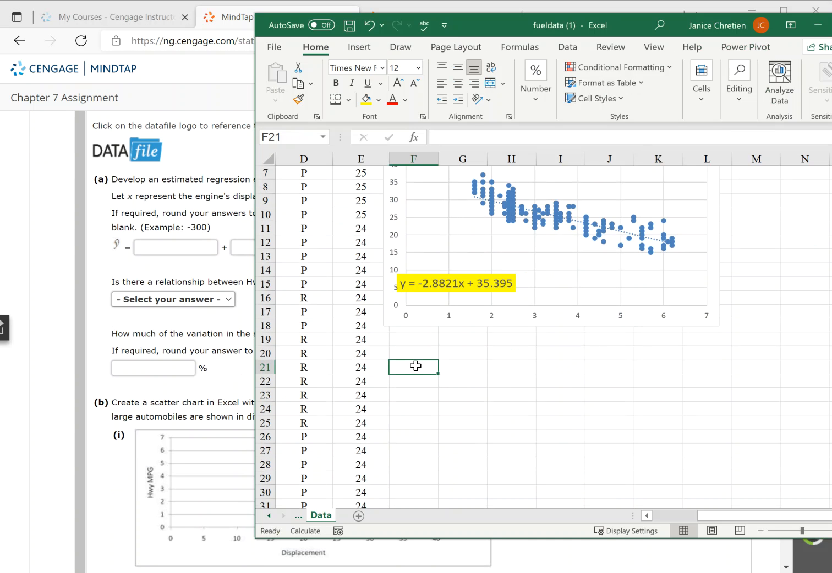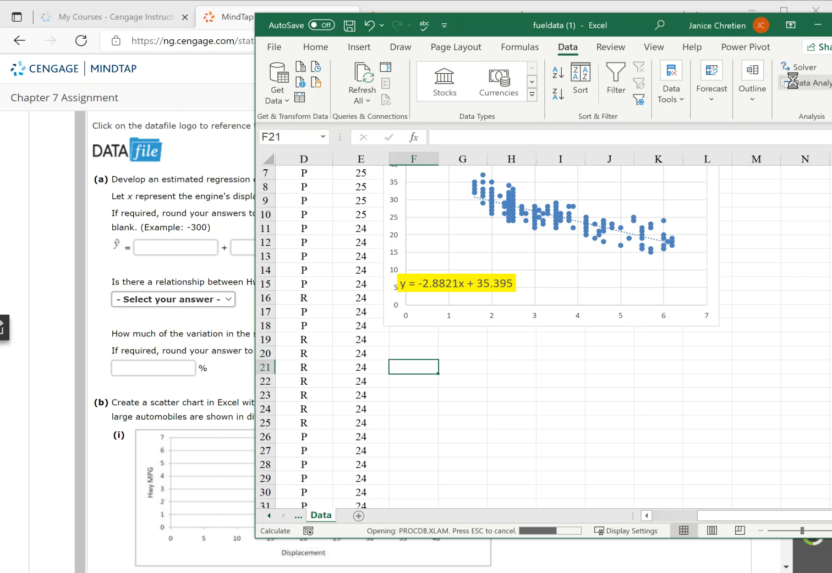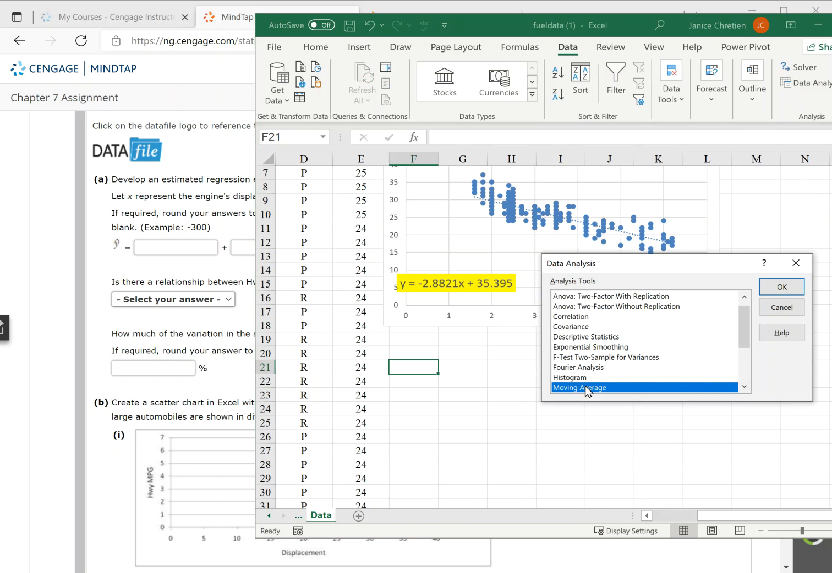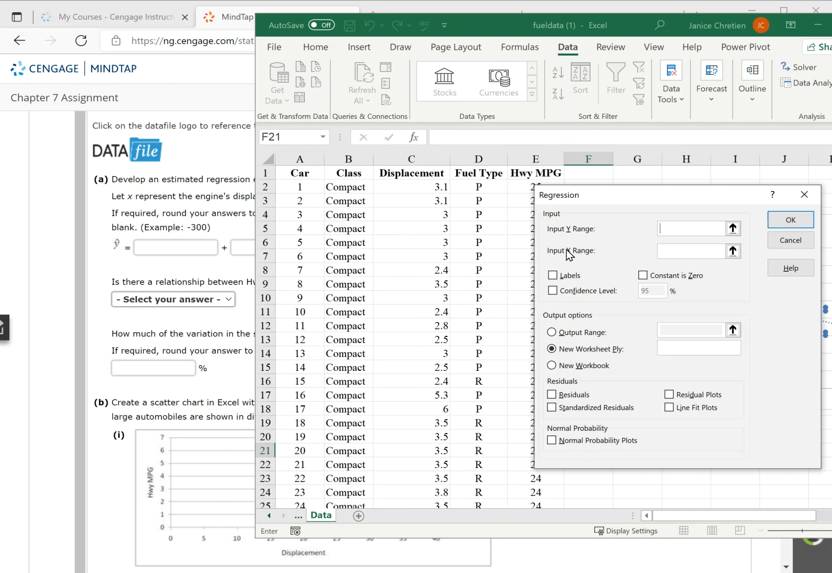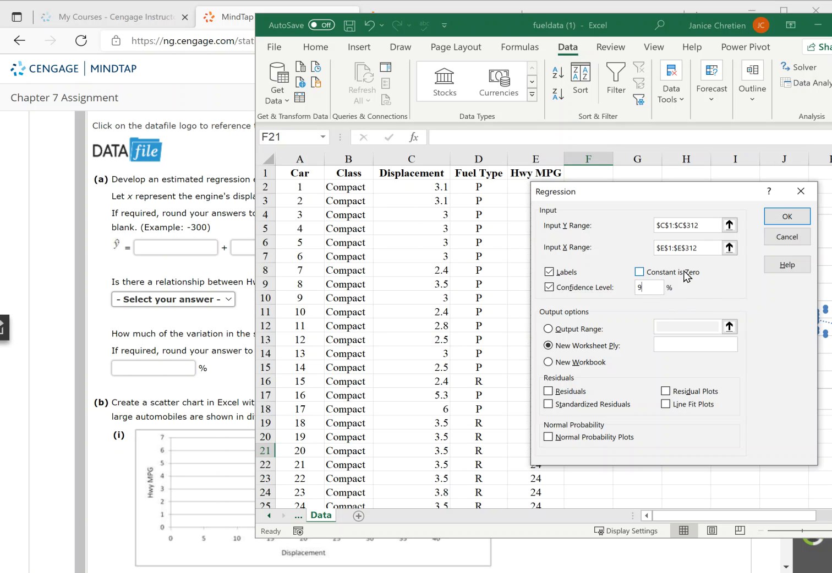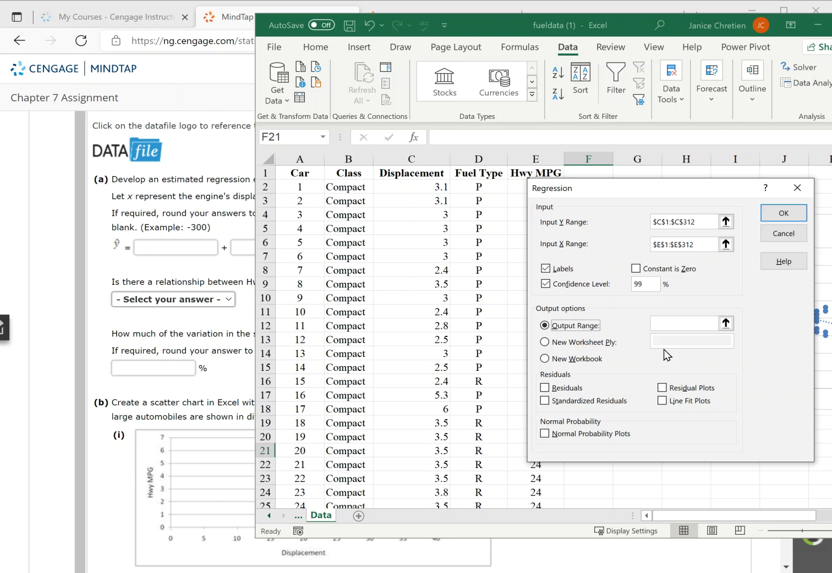And so in order to know that, I have to do my data analysis. I have to do the regression on columns C. And remember, it went to C312, and then my X is going to be E1 to E312. And I have labels, confidence interval. And I'll do my output range over here. Let's say G23.